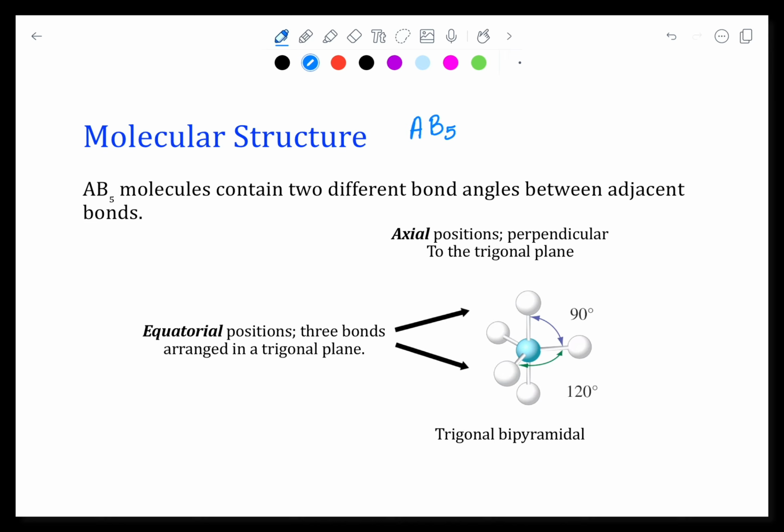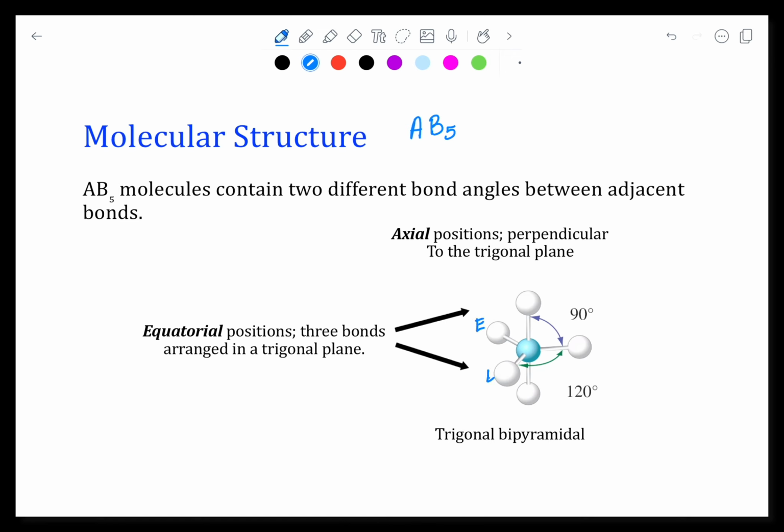Okay, before we move on to the AB6, I want to just make another comment about those specific bond angles in AB5. So the AB5 molecules are going to contain 2 different bond angles between their adjacent bonds. We have specific names for those positions that the atoms are in, okay, and that helps us determine what those bond angles are. So we have first our equatorial positions, which is going to be our 3 bonds, so I'll label those with E's.